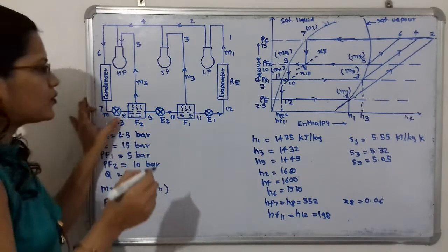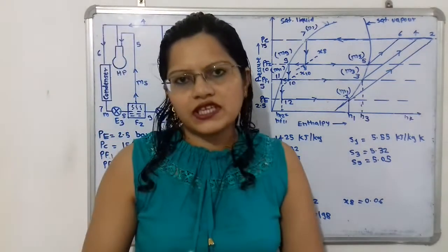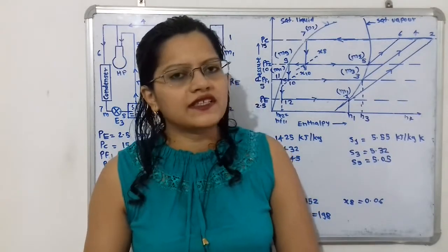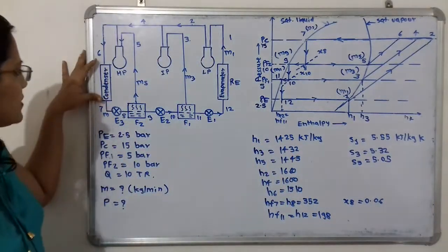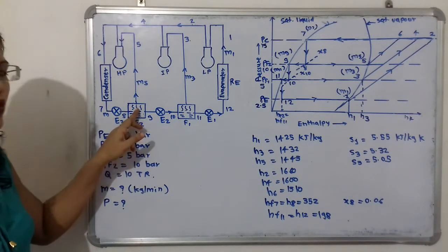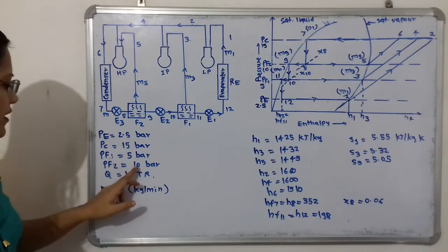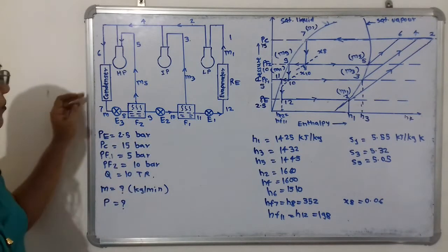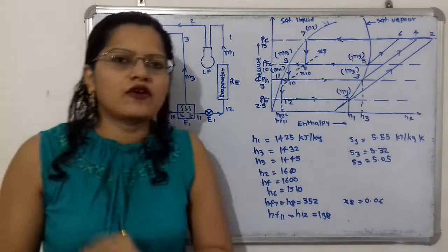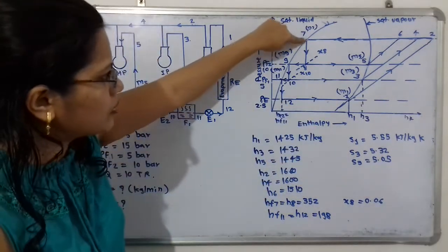Now if we move next from 7 to 8, here is the expansion. The expansion process is taking place at constant enthalpy. Expansion means decrease in pressure. Now this condenser pressure is getting decreased up to the pressure of flash chamber 2. So what is the pressure? That is 10 bar. So from this 15 bar to 10 bar, the pressure is getting decreased at constant enthalpy. So we have to show that.